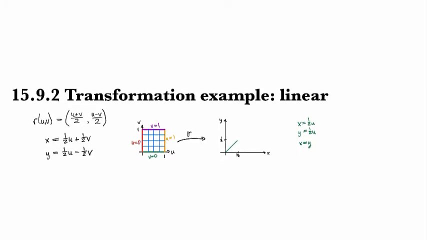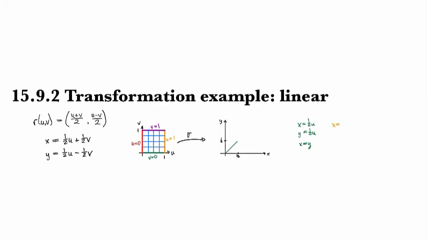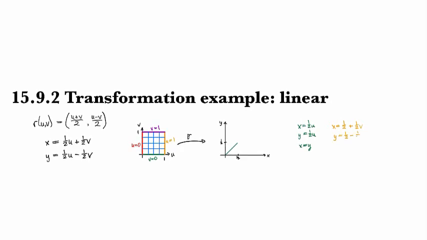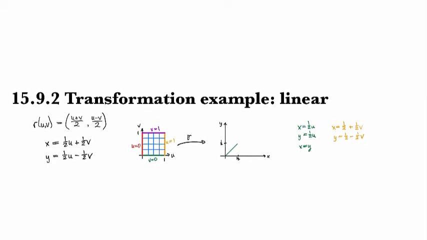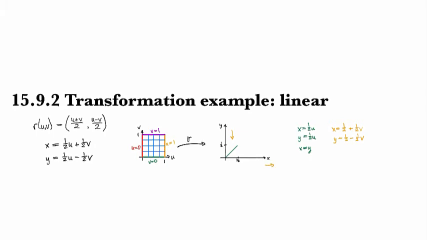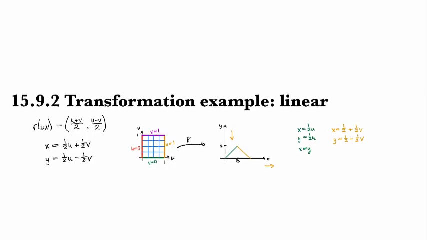For this one, now we're looking where u is fixed equal to 1. So x is going to be 1/2 plus 1/2 v, and y is going to be 1/2 minus 1/2 v. So the y coordinate is going to decrease. In other words, we're going to be going downward as v increases, but the x is still going to increase. So we'll be going in that direction, and we come down to this point somewhere here.